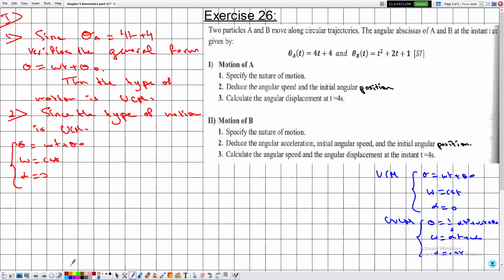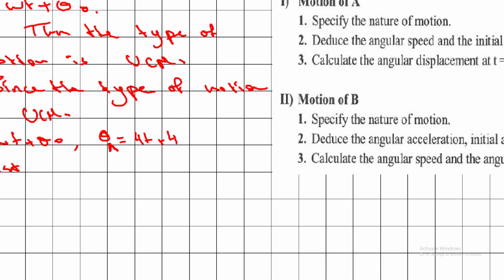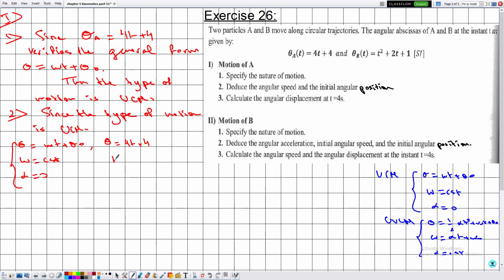Okay, so by comparing, the given form is theta equal to 4t plus 4. Here we are talking for sure about theta A, but I will not put the labels. So by comparison, we have that omega is equal to 4. The unit of omega is radians per second, and in this case the initial angular position is given by theta 0 equal to 4 radians.